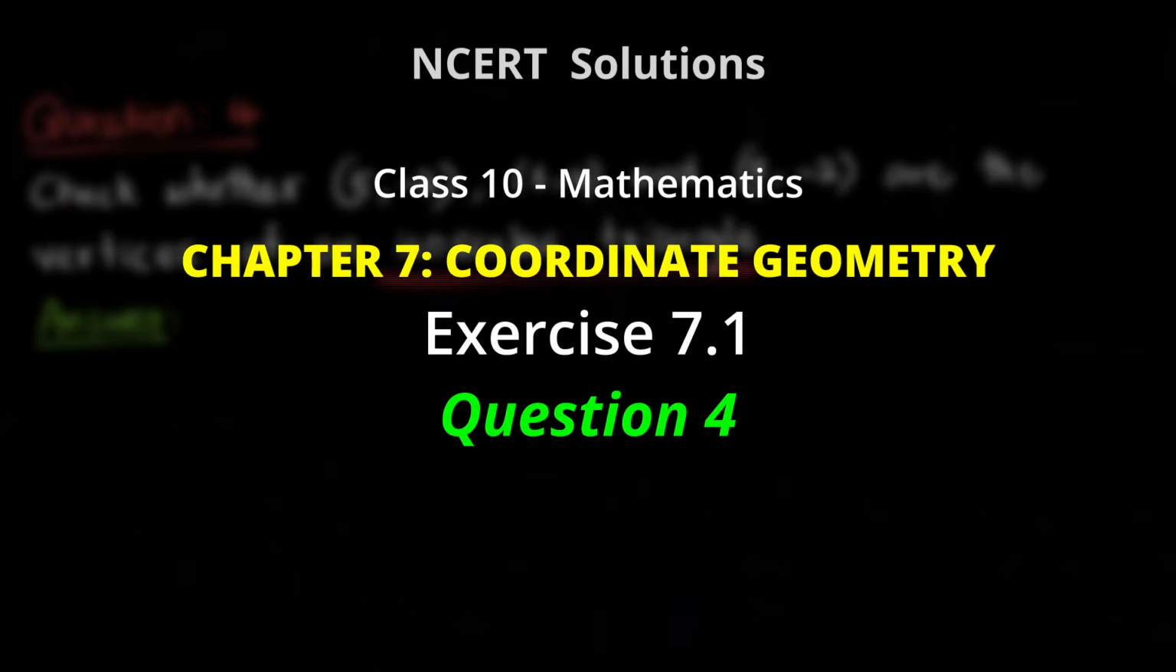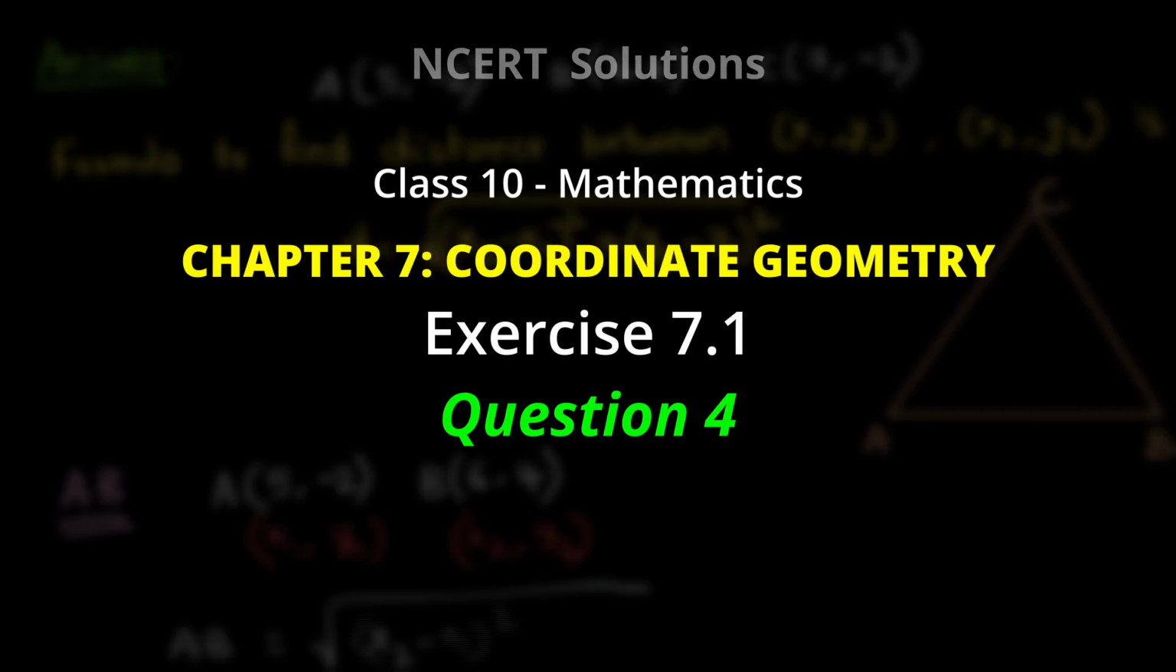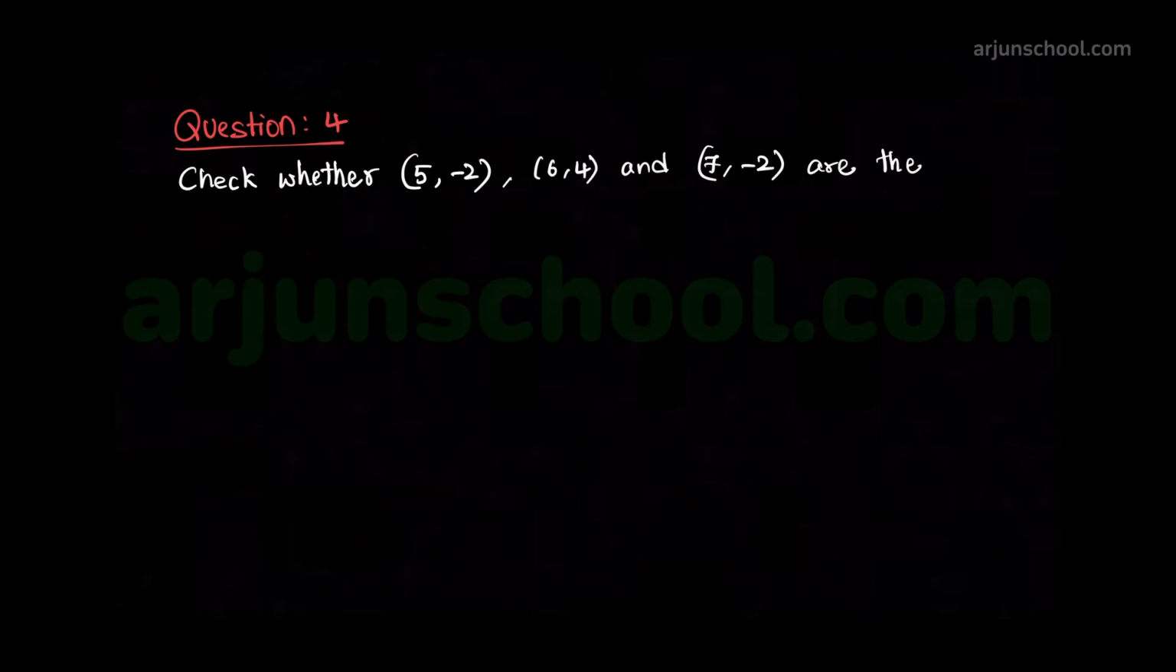NCERT Solutions, Class 10, Maths, Chapter 7, Exercise 7.1, Question 4. Check whether the points (5, -2), (6, 4), and (7, -2) are the vertices of an isosceles triangle.